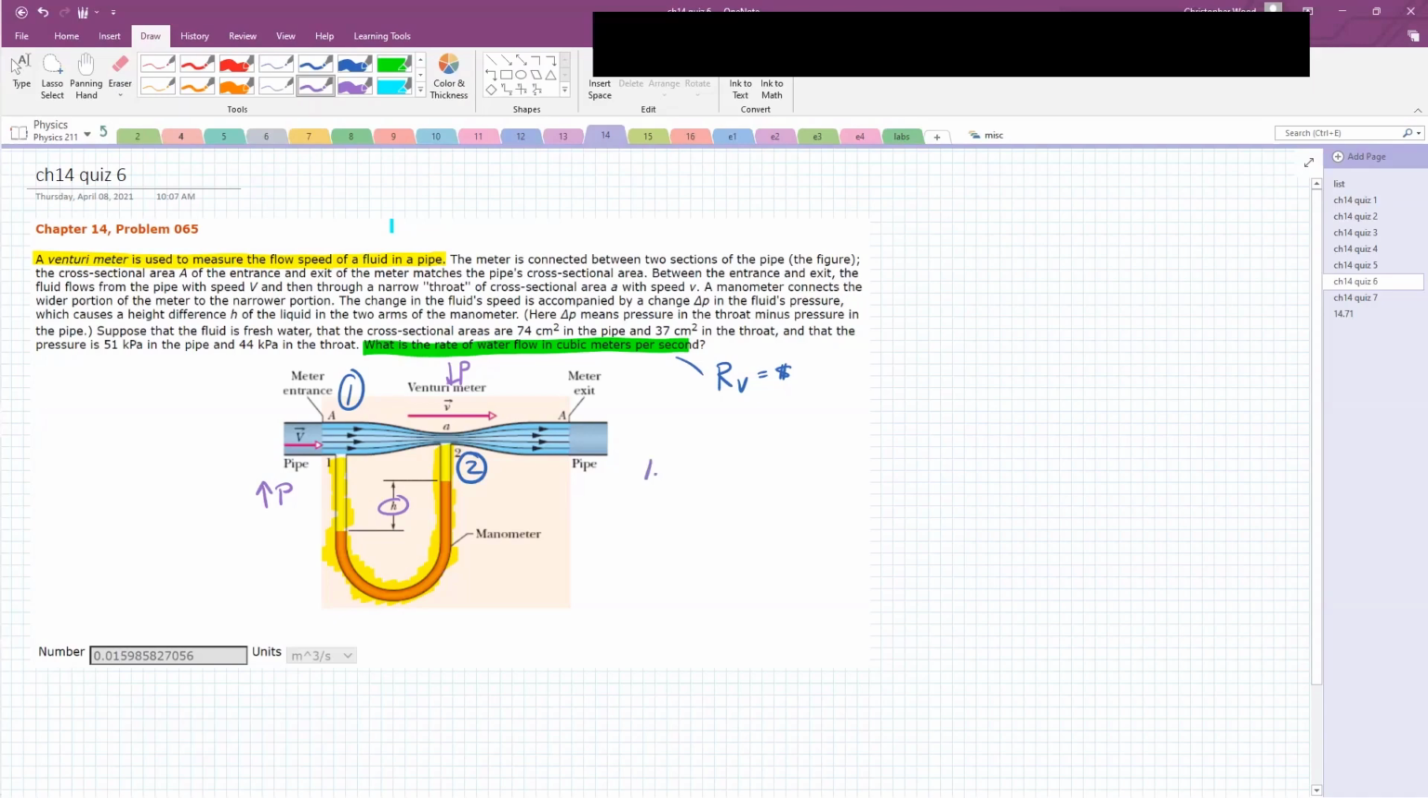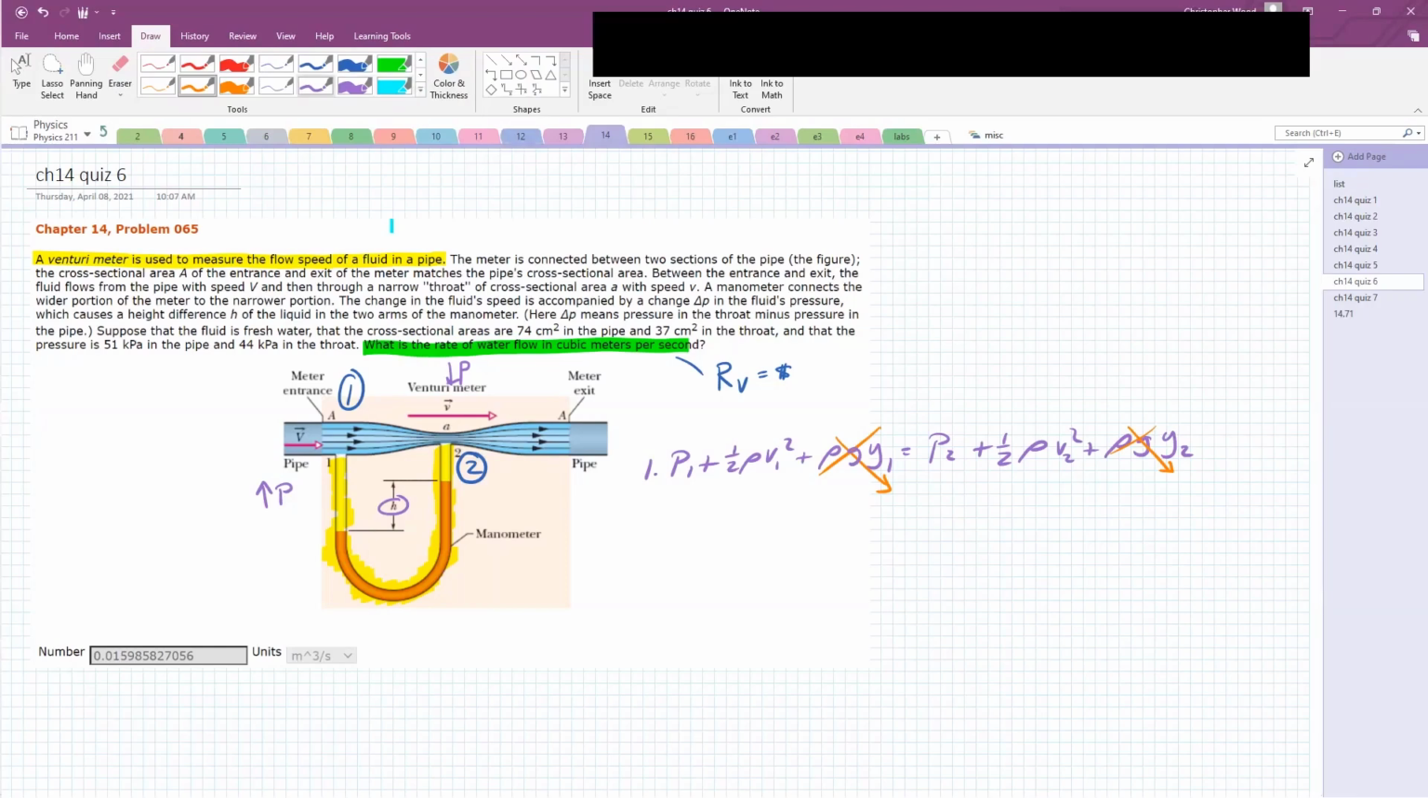Bernoulli says pressure energy density plus kinetic energy density plus gravitational potential energy density, rho g y1, equals pressure energy density in the throat plus kinetic energy density in the throat plus gravitational potential energy density in the throat. Low-hanging fruit, horizontal pipe. Again, I need to remind you, don't assume it's always going to be a horizontal pipe, but these do cancel. Anything else? Nope. But I do know a lot of numbers.